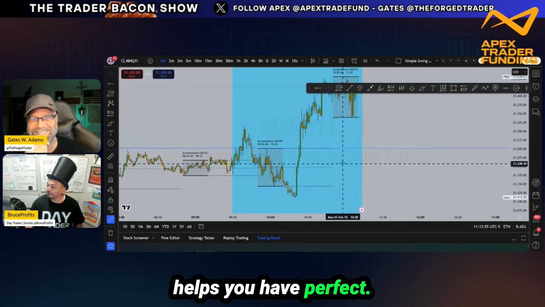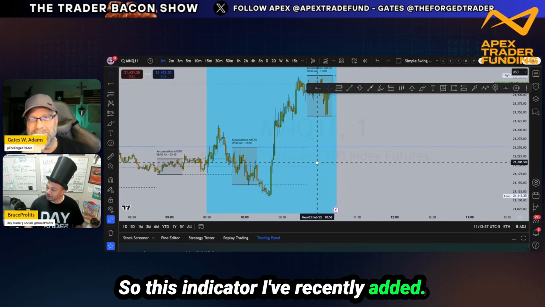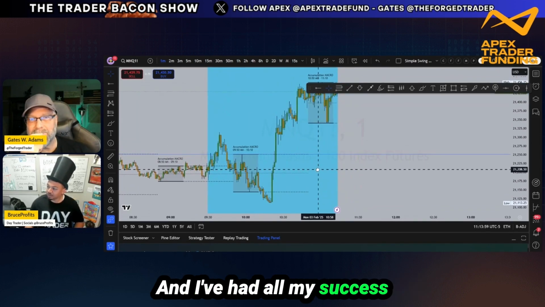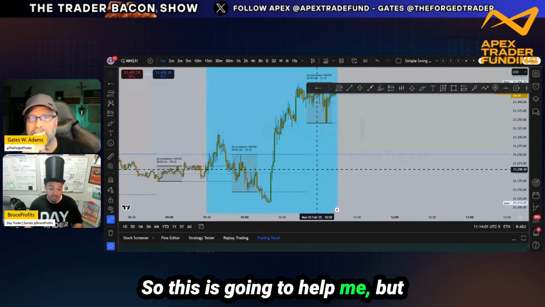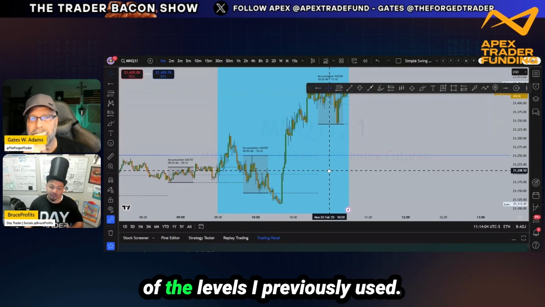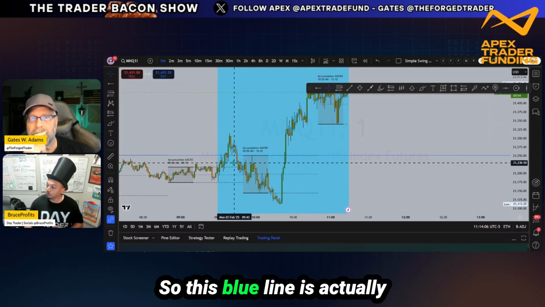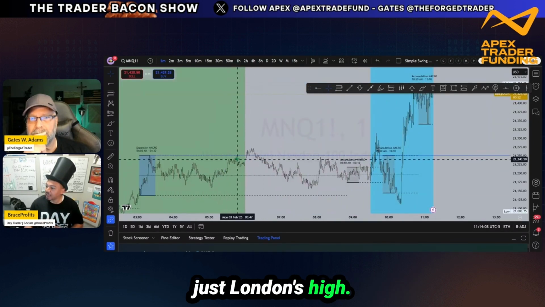You have one? Good. Perfect. So this indicator, I've recently added. I really do like it, and I've had all my success without this indicator. So this is going to help me, but it does already line up with some of the levels I previously used. So this blue line is actually just London's high, right?